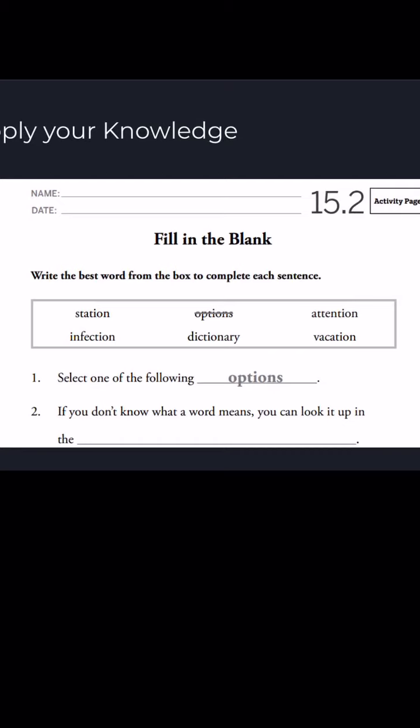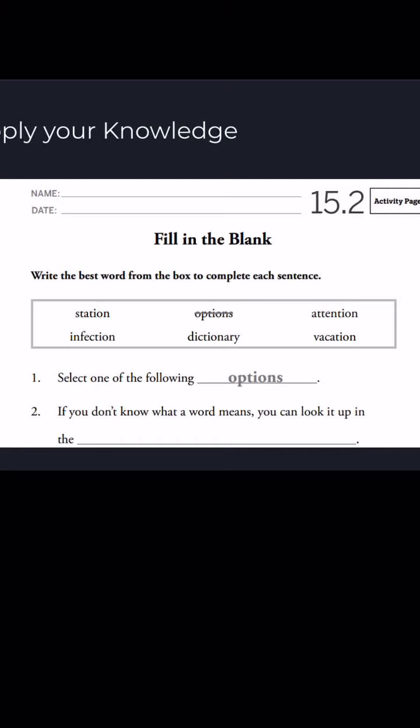First word, station. Next, infection. Let's read that word that's crossed off. Options. Next, dictionary. Next, attention. And last but not least, vacation. Okay? You hear what sounds in those words? That "shun" sound, right? Sounds, excuse me, it's more than one sound. You have "sh," "un." Okay?